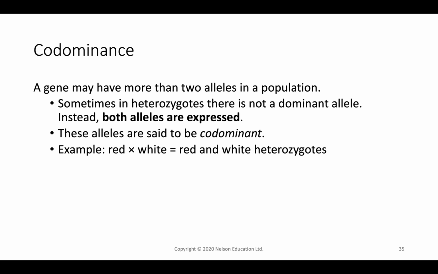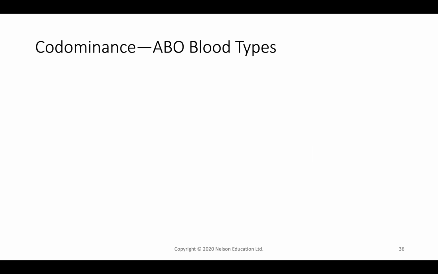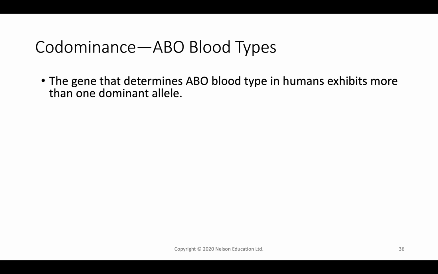That's going to be something that's said to be codominant, like when we have red and white heterozygotes, like we just spoke about. But let's expand that codominance to human blood types. So we have blood types A and B and O, right?